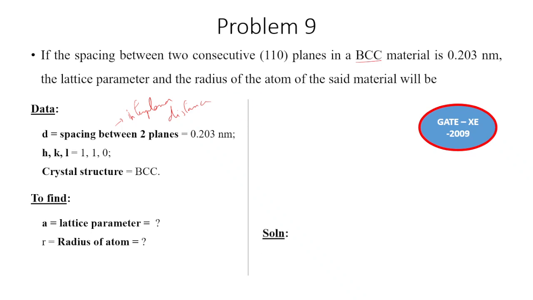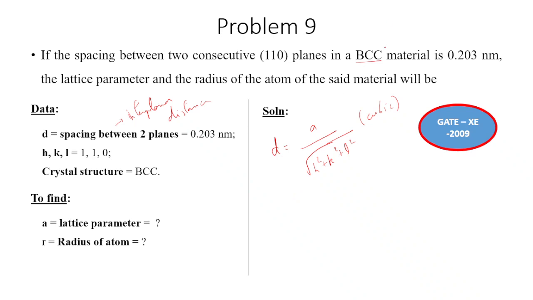So for this, the solution is: do you know this formula? D is equal to A by root of h square plus k square plus l square, exactly for a cubic crystal. So this is for finding the Miller indices, the interplanar distance of the cubic crystal.